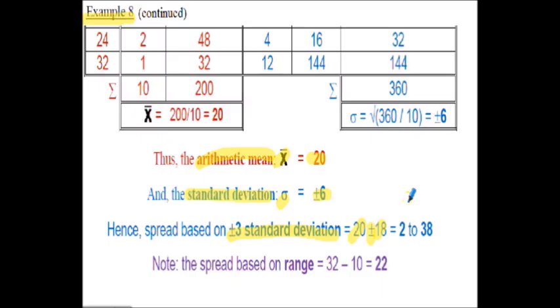So the spread of the data from the plus or minus 3 standard deviations would actually be 20 take away 18, which gives me 2, to 20 plus 18, which would give me 38. So using our plus or minus 3 standard deviations, the spread of the data would run from 2 right the way through to 38 in this particular case. If we go back to the range of the data, that would simply be the largest value take away the smallest value, and if we look at the data, that will be 32 take away 10. So the range would be 22.